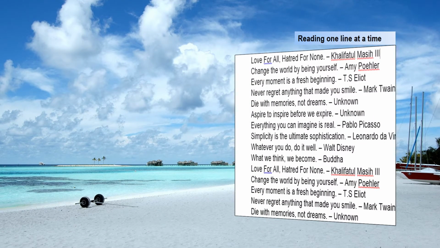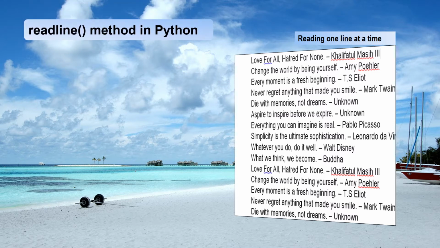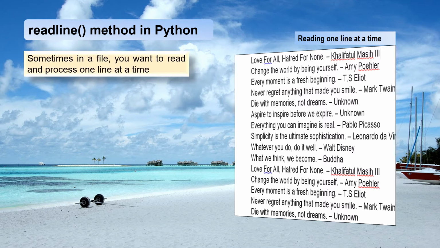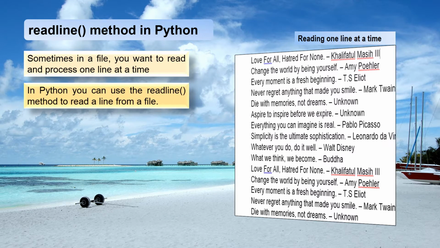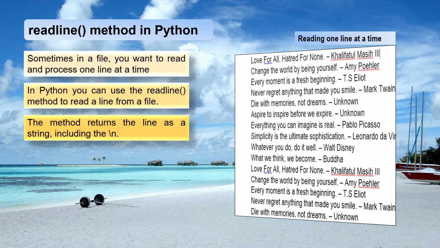Readline method in Python. Sometimes in a file you want to read and process one line at a time. In Python, you can use the readline method to read a line from a file. The method returns the line as a string, including the newline character. The syntax is string variable = fileObject.readline().